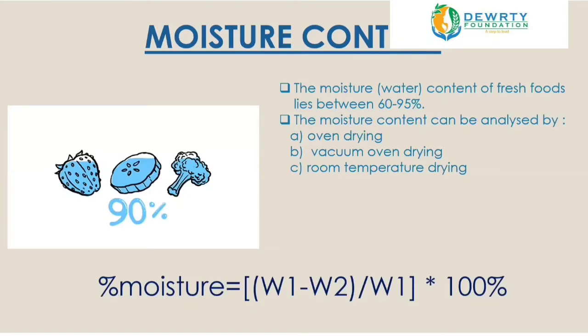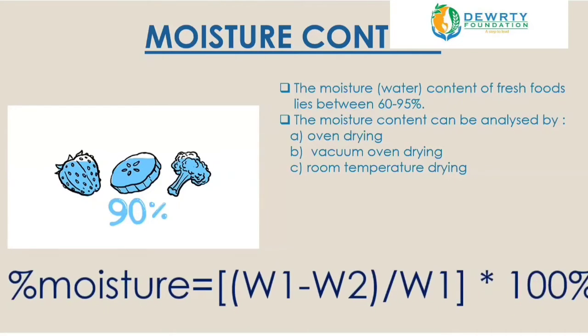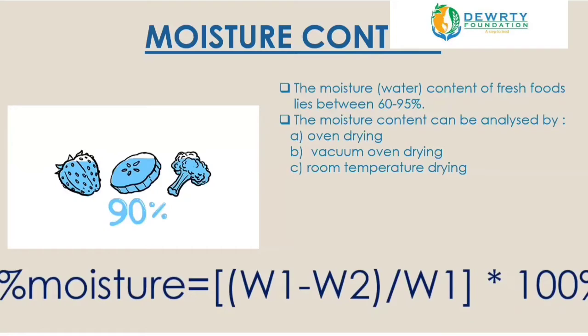And how do we calculate it? Basically, there are three methods of drying, that is evaporating the moisture out so that we can calculate how much moisture was there in that. So first we take the initial weight of that raw food or fruit or vegetable, whatever we have to estimate. The raw weight, the initial weight, will be W1.